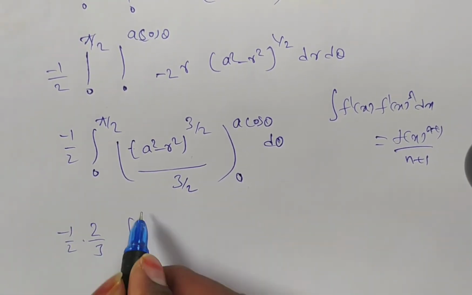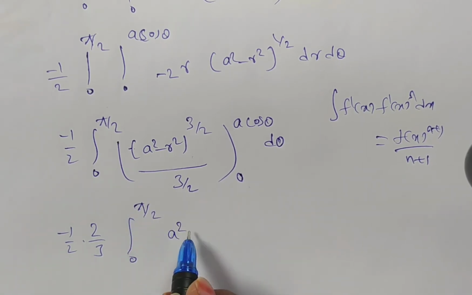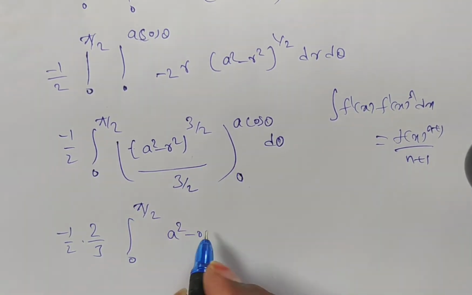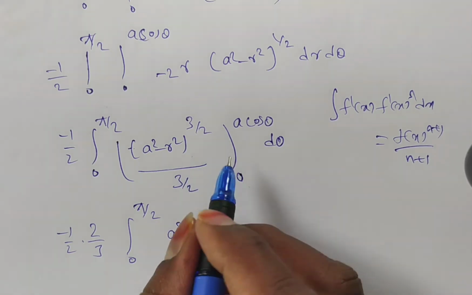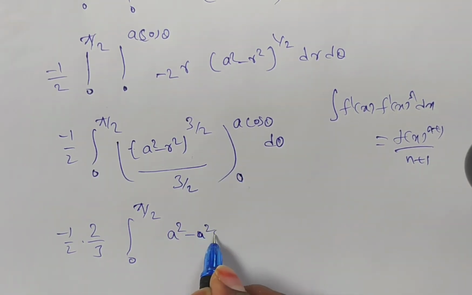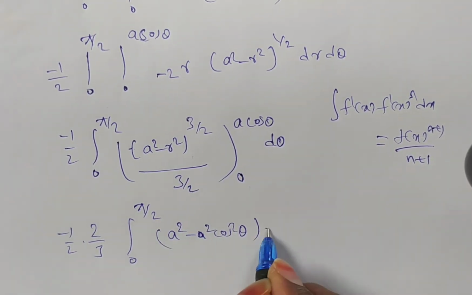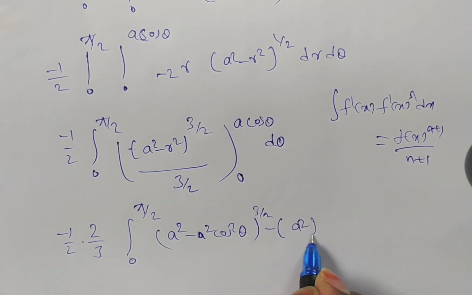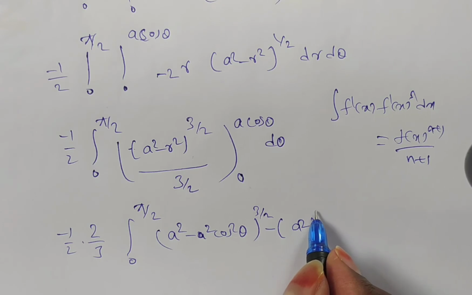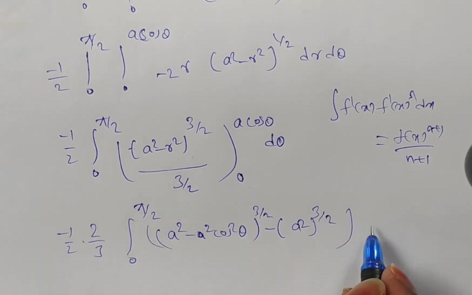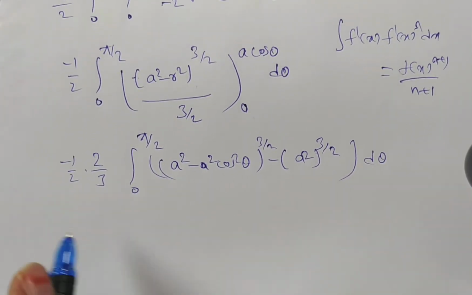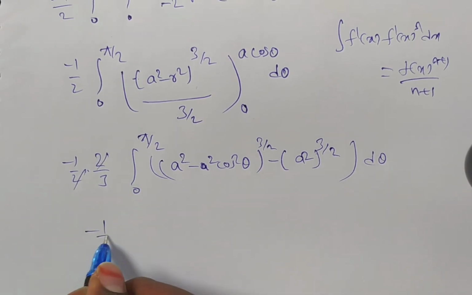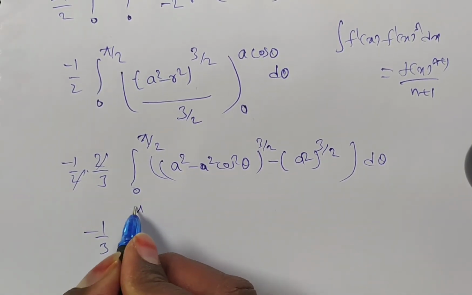2 by 3 integral from 0 to pi by 2 of a square minus, if the upper limit is substituted, then r square is nothing but a cos theta whole square, that is a square cos square theta, to the power of 3 by 2, minus the lower limit. If the lower limit is substituted, then you will have a square minus 0, which is a square whole to the power of 3 by 2, into d theta. Now this 2 gets cancelled, then minus 1 by 3 times the integral from 0 to pi by 2.